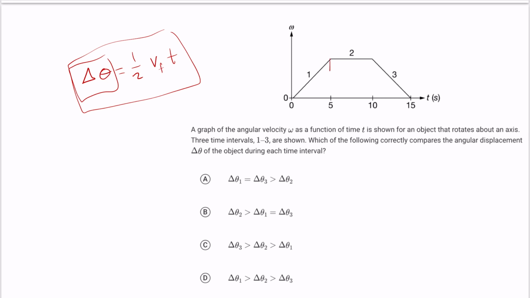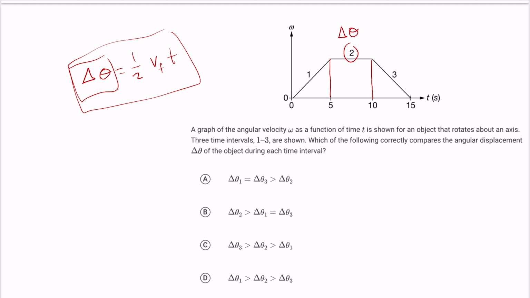We have 3 different sections here. So I'm going to partition this graph into the 3 different sections. And I basically have 3 simple shapes here. I have 2 triangles that are identical to each other, and then I have a square. It looks kind of like a square that's about the same width as the triangle, so I know that it must have more area than the triangles. That tells me that during the time interval 2, we're going to have the greatest change in displacement.